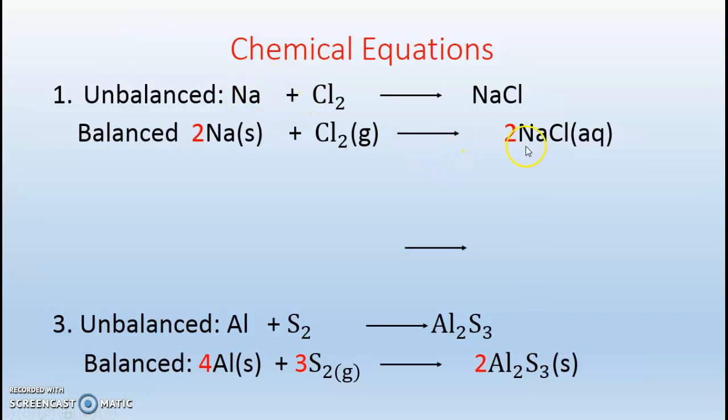So how do I also balance sodium? By putting 2 here. And now if I check, sodium is 2, sodium is 2. Chlorine is 2, chlorine is 2. So this equation is now balanced. You can see that I put numbers only in front.